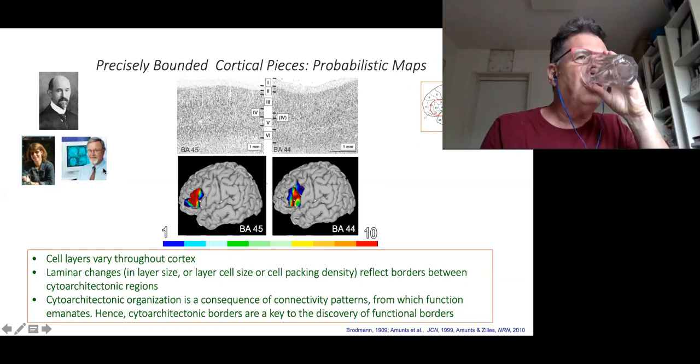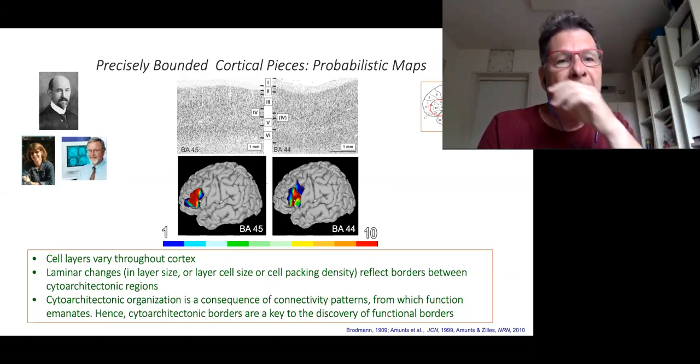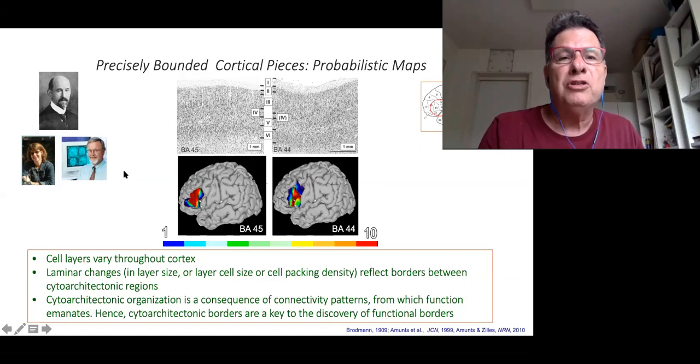One second. By Carl Zilles and Katrin Amunts from Jülich. You may have heard about them.